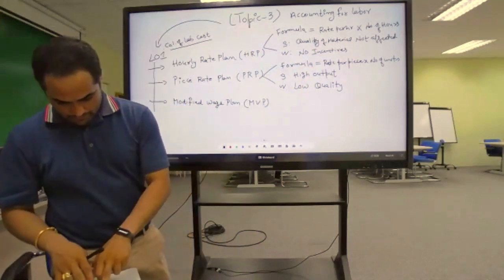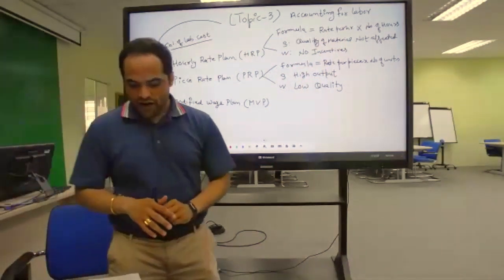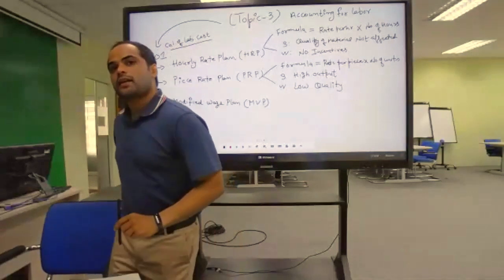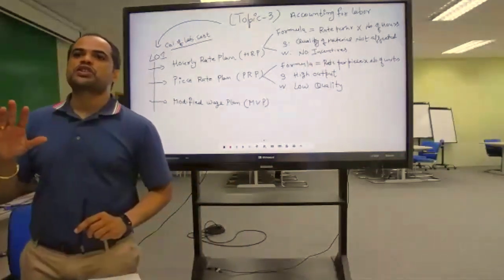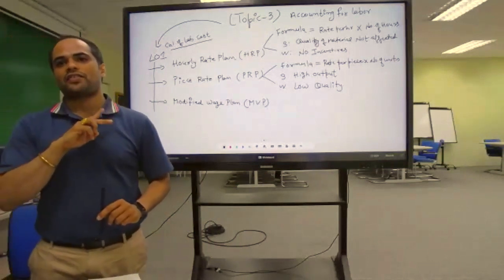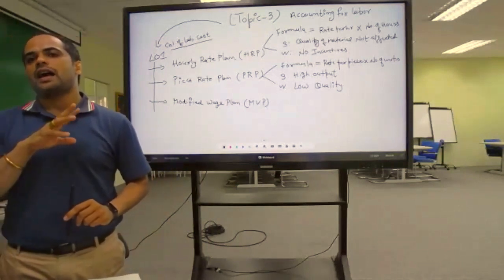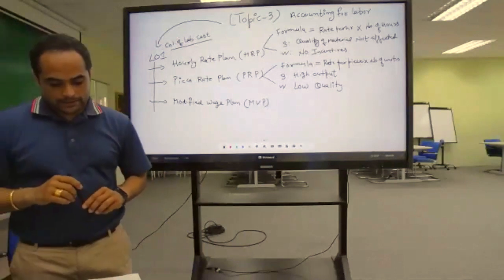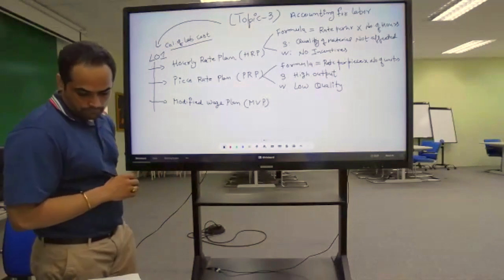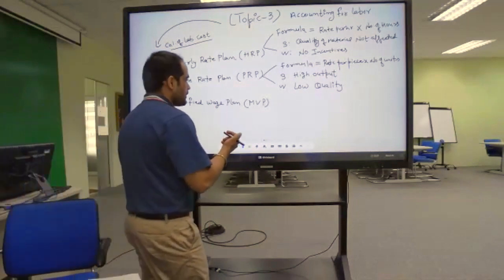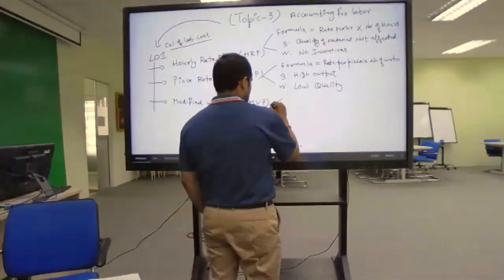Next is the modified wage plan. As I said, it's a combination of both methods, the piece rate plan and the hourly wage rate plan. So, the formula.